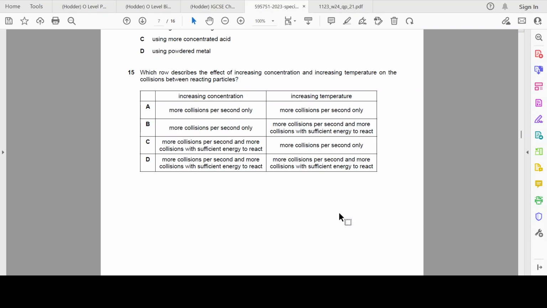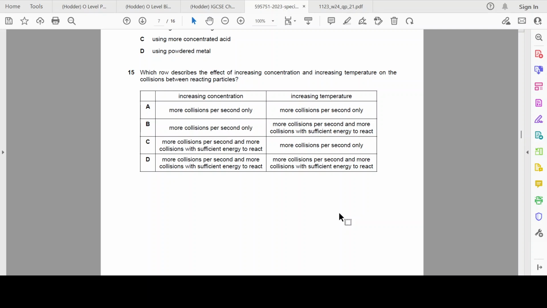Unless you were considering C and D? I was considering D. Well, you see that the option for D is the same for both. So increasing concentration and increasing temperature has the same effect. Okay, so what if I say your elimination is correct? You remove C and D, they're both incorrect. Then which one would you go for? I would go for B.